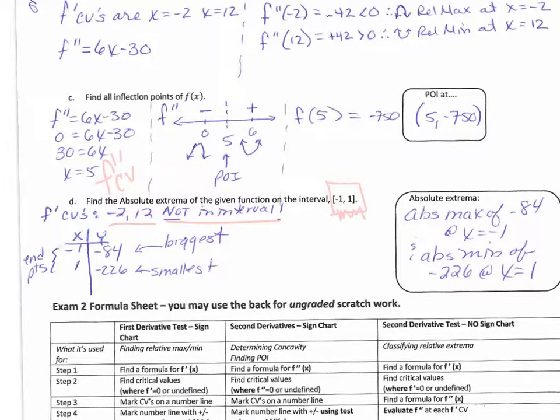So you use the endpoints and put them in your t-chart. Go ahead and find the y values. When you find the y values, then the biggest one is going to be the absolute max, and the smallest one is going to be the absolute min. And you just use the statement absolute max, absolute min. The rest of this was just your formula sheet that you had.